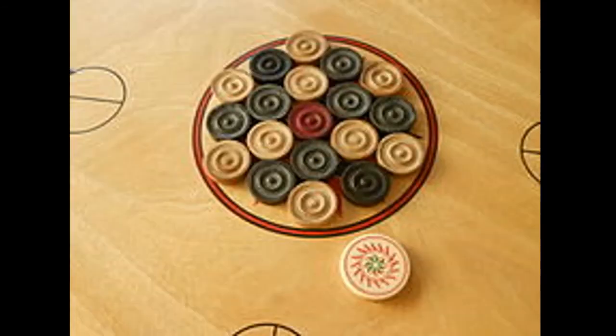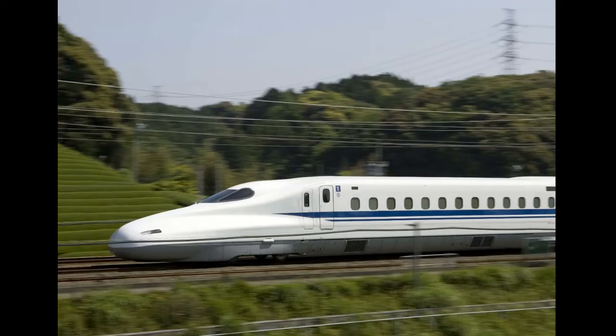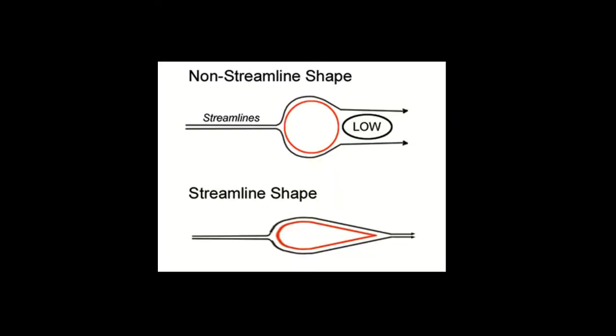While playing carrom, boric powder is sprayed on the board to reduce friction between the board and the strikers. Air and water also produce friction for high-speed trains, cars, airplanes, ships, fishes, and birds. To reduce this friction, the body is tapered, narrow at both ends. It is also called a streamlined shape or a streamlined body.